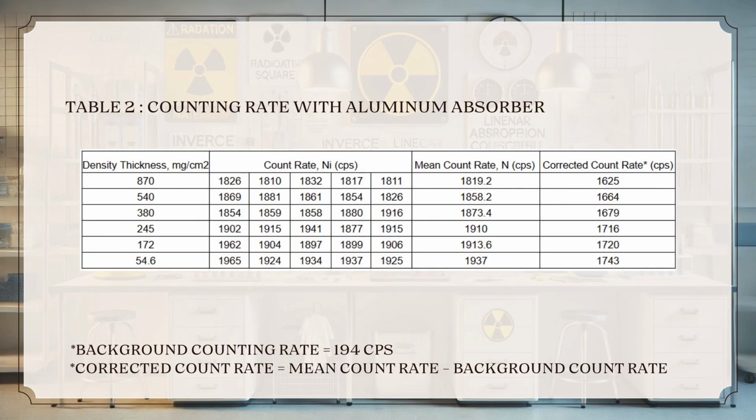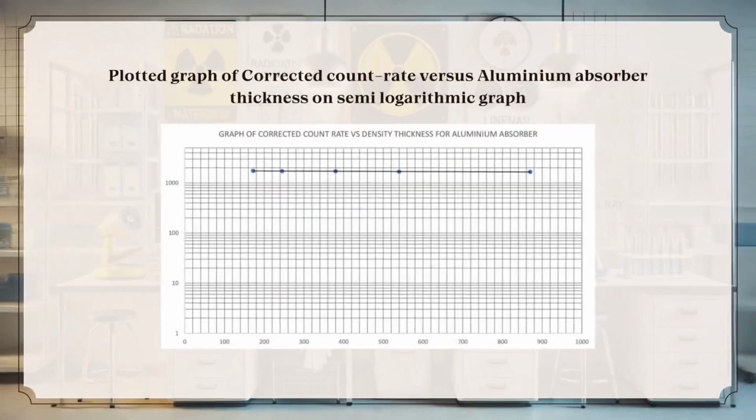Table 2 is about counting rate with aluminium absorber. The density thickness of the aluminium absorber that we used in this experiment is quite different compared to the lead absorber. You can see our data in the table below. This is the graph of corrected count rate versus aluminium absorber thickness on a semi-logarithmic graph.